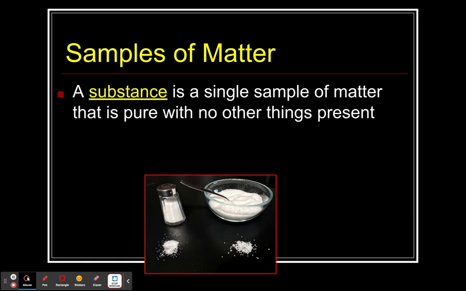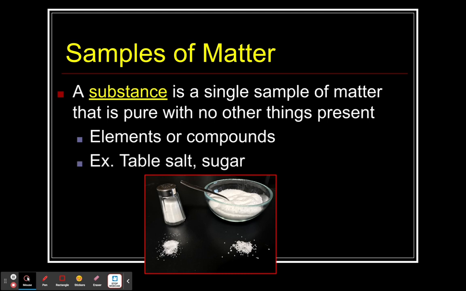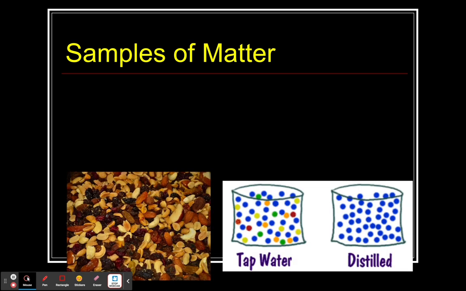Substances, as we kind of review, when we talk about matter, a substance is a single sample of matter that is pure with no other things present. You can see that an example which you should draw or write in the substance box, you can see there's salt and there's sugar. You'll be working with some pure substances today in lab. They can be elements or compounds. And like I said, example is table salt, NaCl, and sugar.